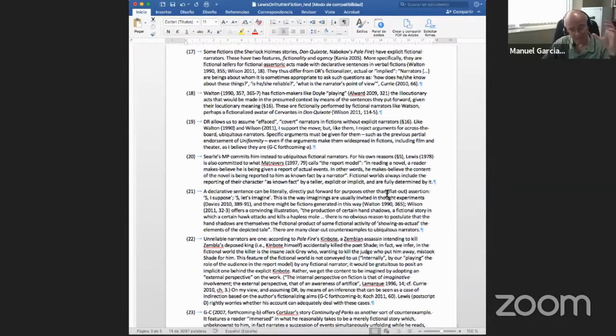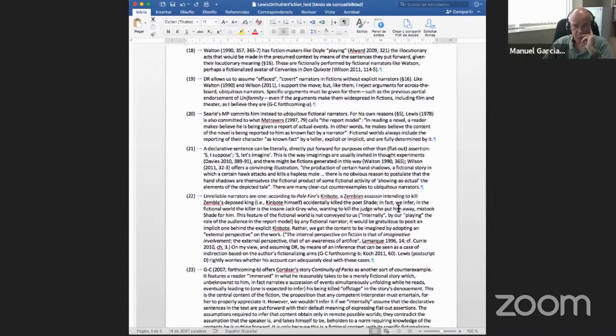However, and this is the main and significant difference between MP and DR, MP requires that fictional narrators are ubiquitous. And Lewis, in fact, in the core of the paper, assumes that, because as we have seen, he assumes that the character of a fiction is conveyed by a fictional narrator making the utterances that constitute, according to him, the fiction. So he's assuming what Derek Matravers calls the report model. In reading a novel, a reader makes believe that he's being given a report of actual events. In other words, he makes believe the content of the novel is being reported to him as known fact by a narrator. So given this MP assumption, this ontology of fictions, fictional worlds always include the reporting of their character as known fact by a teller, explicit or implicit.